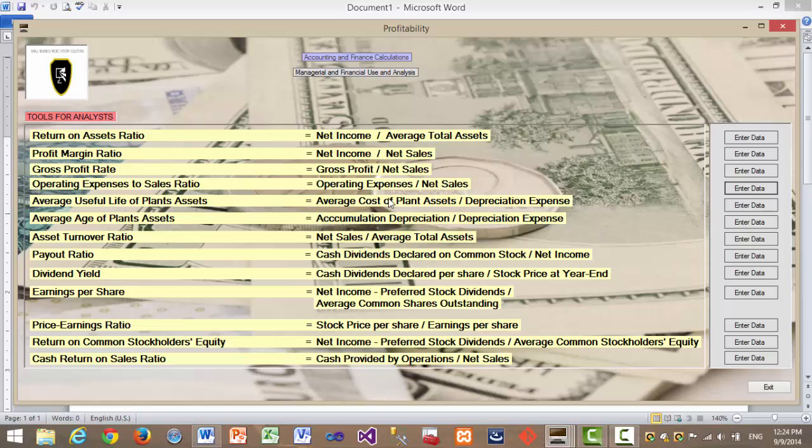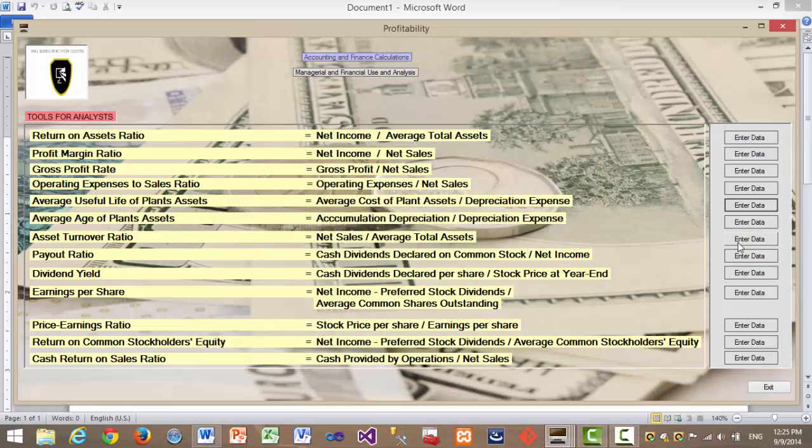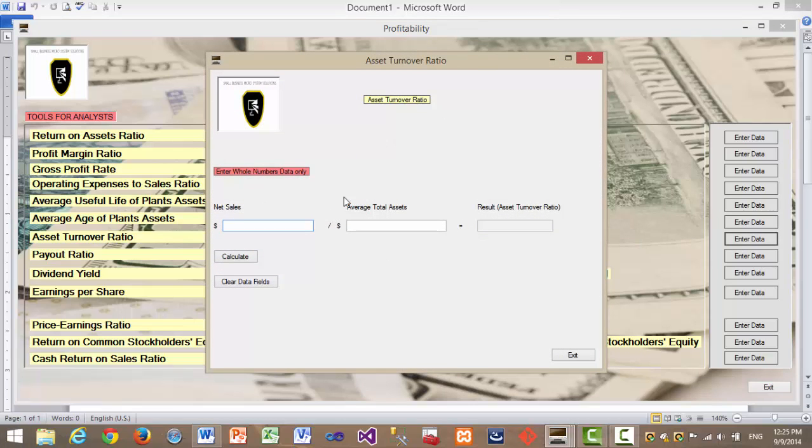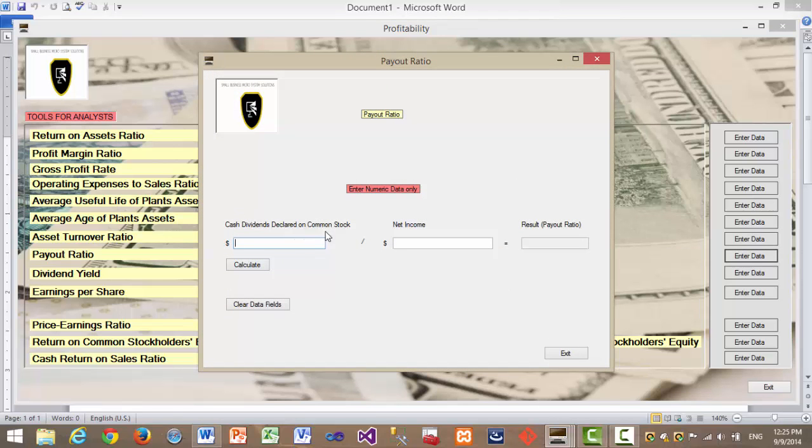Average useful life of plant assets, which is your average cost of plant assets from your financial statement divided by your depreciation expense from your financial statement as well. It gives you your average useful life of plant assets. Asset turnover ratio is net sales divided by average total assets. Payout ratio: cash dividends declared on common stock from your financial statement divided by net income equals your payout ratio.